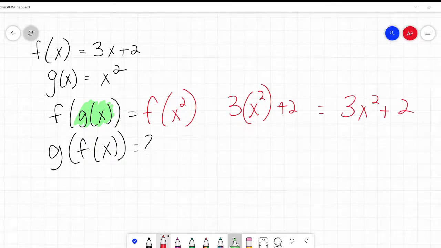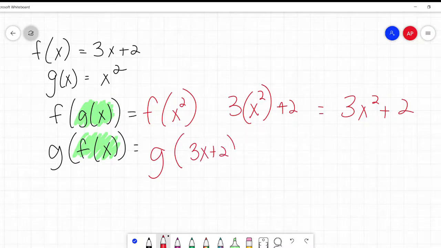All right, what about this one? g of f of x. They're saying plug in f of x into this equation. So they're actually saying g of 3x plus 2. And normally they might just give us a number here to plug into our function g of x, but they're not. They're giving us this whole little binomial, the 3x plus 2. Plug it in. So, okay, let's plug it in.